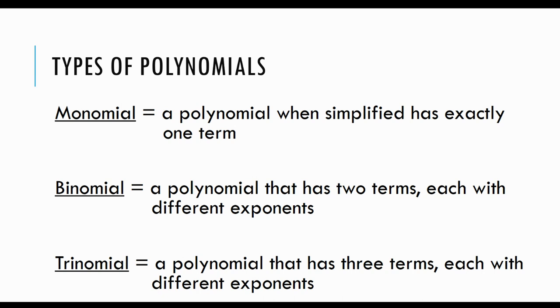All right, so moving on to polynomials. There are 3 main types of polynomials that you have hopefully been familiar with in the past. Monomials are polynomials that simplify to exactly one term. Binomials are polynomials that have 2 terms, each with different exponents, so they're not like terms. And then a trinomial is a polynomial that has 3 terms, once again each with a different exponent. We don't want like terms.